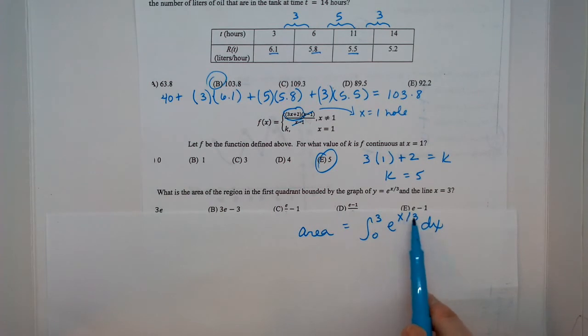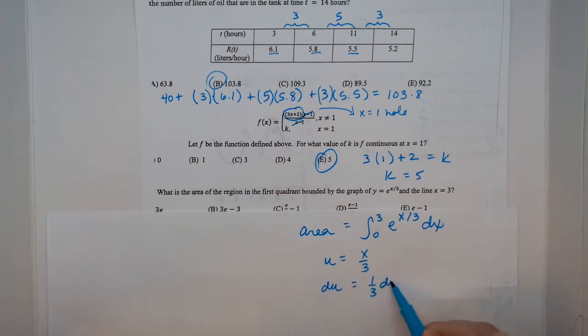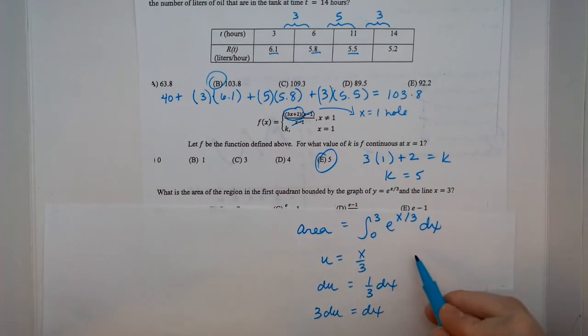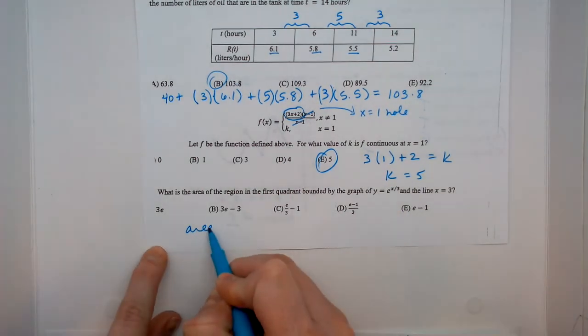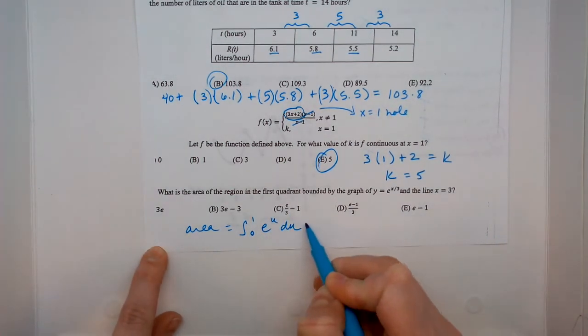Since we have something other than just x in the exponent, let's use substitution. That means that du is going to be 1/3 dx. So 3 du will equal dx. Now we also need to find u of 3 and u of 0. Well, u of 3 is going to be 3 over 3, which is 1. u of 0 will be 0 over 3, which is 0. So my new integral is going to be the integral from 0 to 1 of e to the u du.